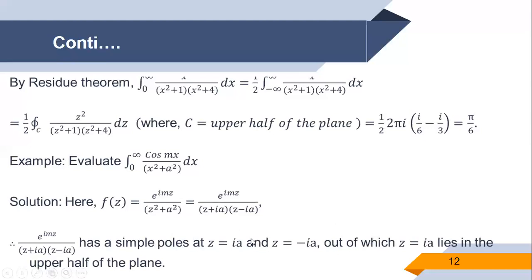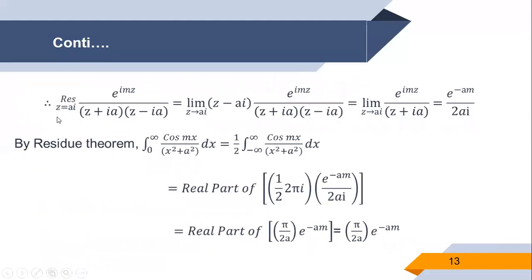Now z = ia is inside and z = −ia is outside, because here the value is negative. So z = ia is inside the upper half of the plane. So we find the residue at z = ia.